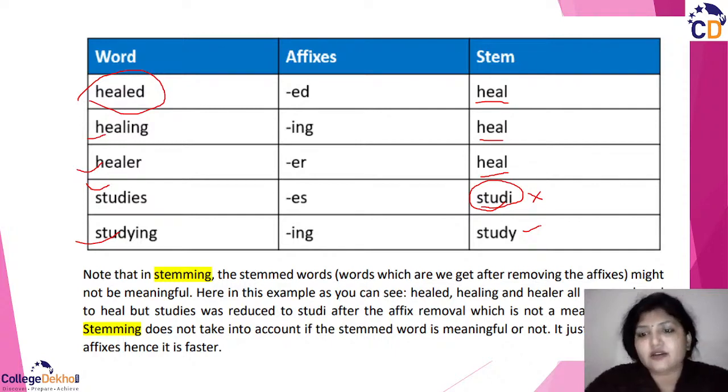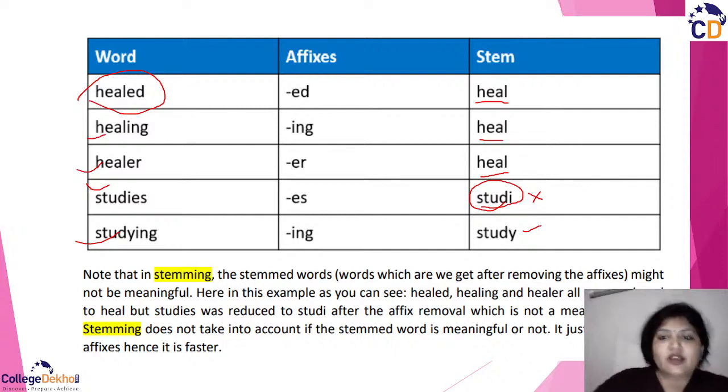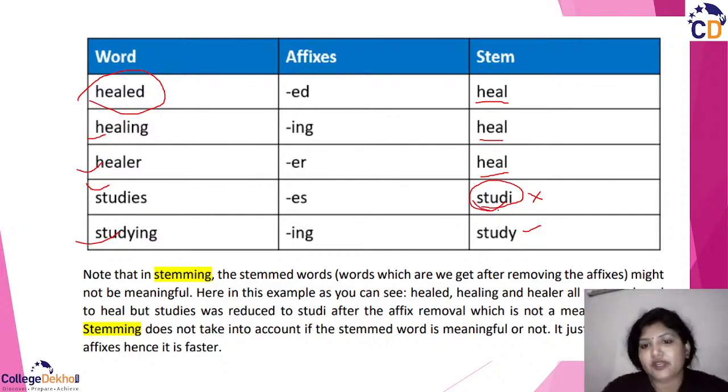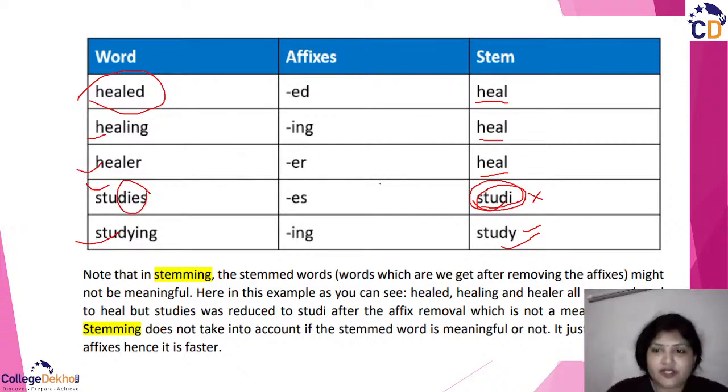So let us understand the other words. What are the different types of stemming we have? What are the different stemmers we have? Here you can see the example: healed, healing, healer were all reduced to heal, and studies was reduced to study, which is not a meaningful word. Have you ever encountered this word study? No, you haven't. So if we remove the affixes part, the word that is fetched is study, which is not a meaningful word. So this is the main disadvantage, I would say.